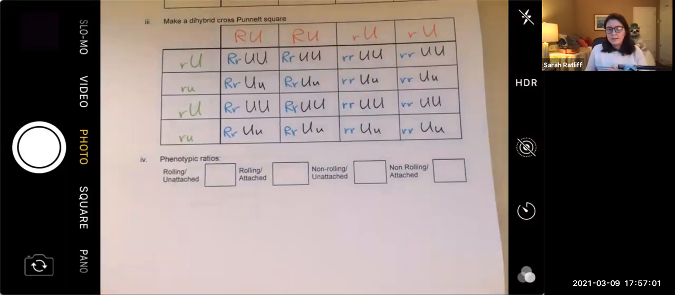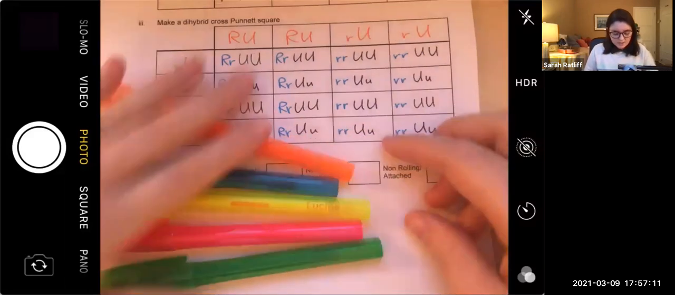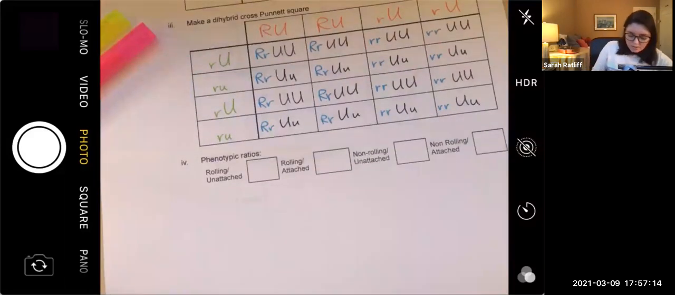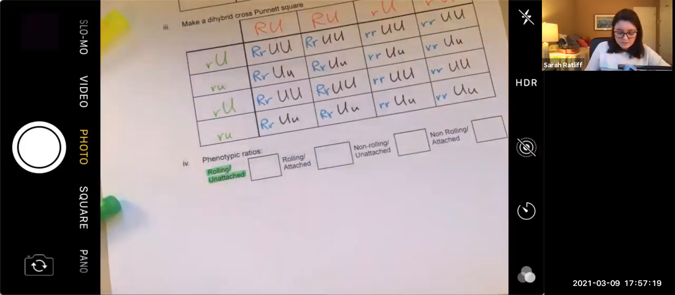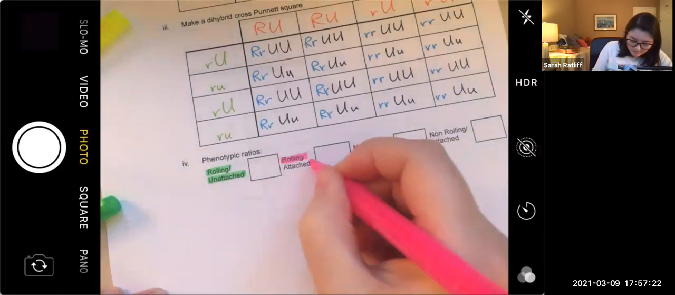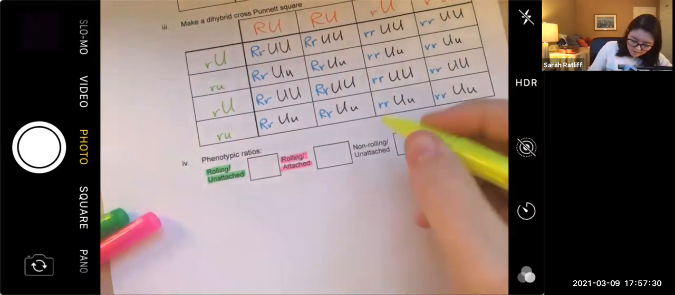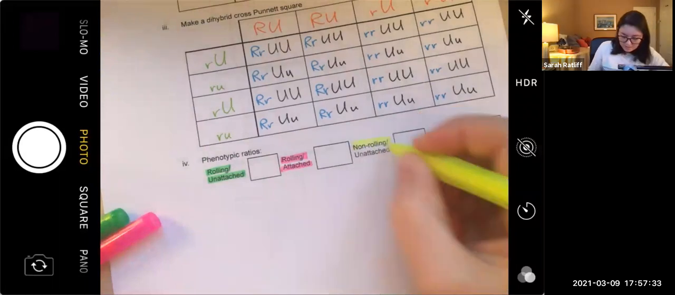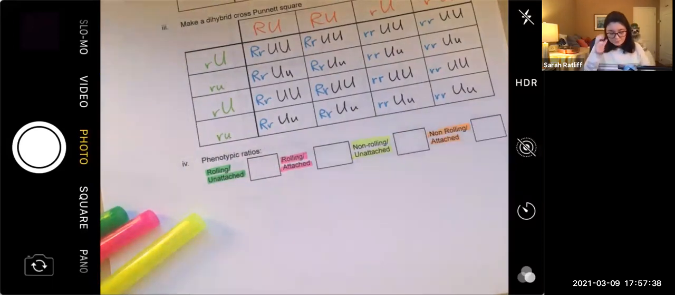Whew. All right, now our phenotypes. Get out my colors. I've got lots of colors here, ready to go. So let's go ahead and assign some colors. I'll make rolling tongues and unattached earlobes green, rolling tongues and attached earlobes pink, non-rolling and unattached yellow, and non-rolling and attached orange. I'm not going to use blue, because I have the blue pen and it might disappear.